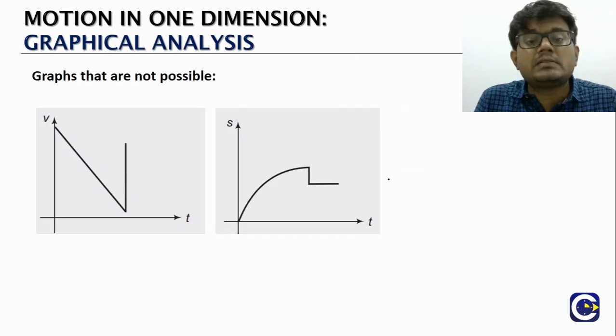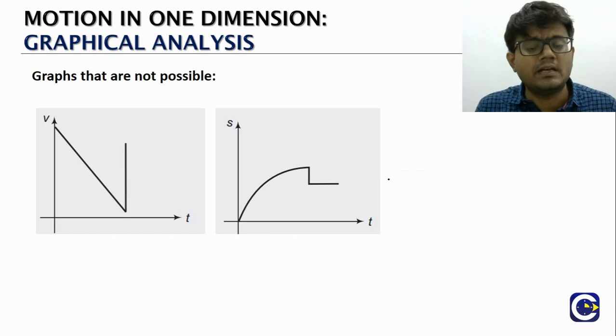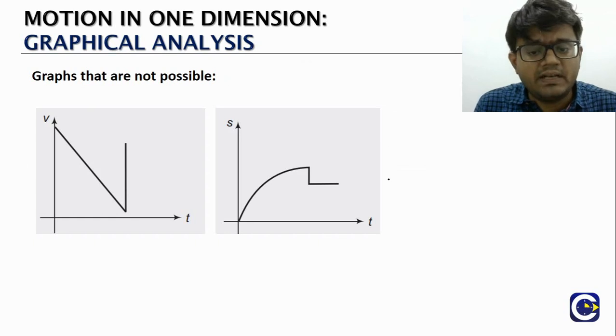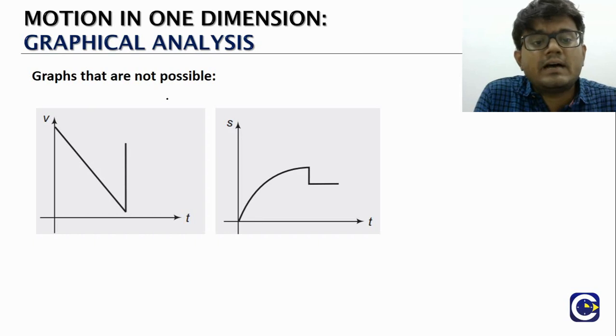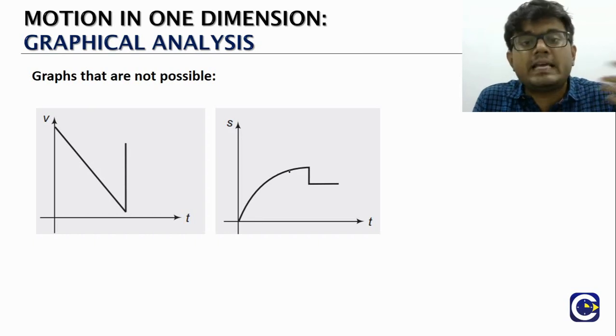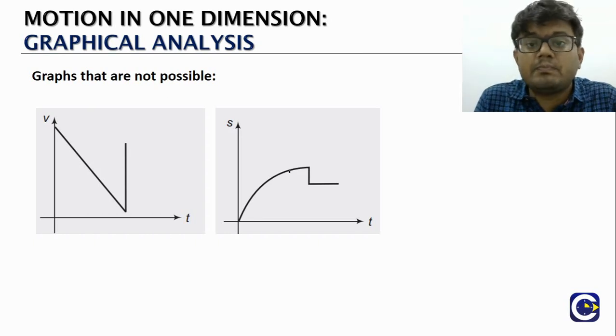Now we'll see some of the cases where the graphs will not be possible. Sometimes, even though we don't get questions like this in JEE Advanced level, at times they can give questions like this in the Mains. Look at this, the graphs that are not possible. We'll see some examples of graphs that will not be possible for different reasons, and we'll even talk about the reasons.